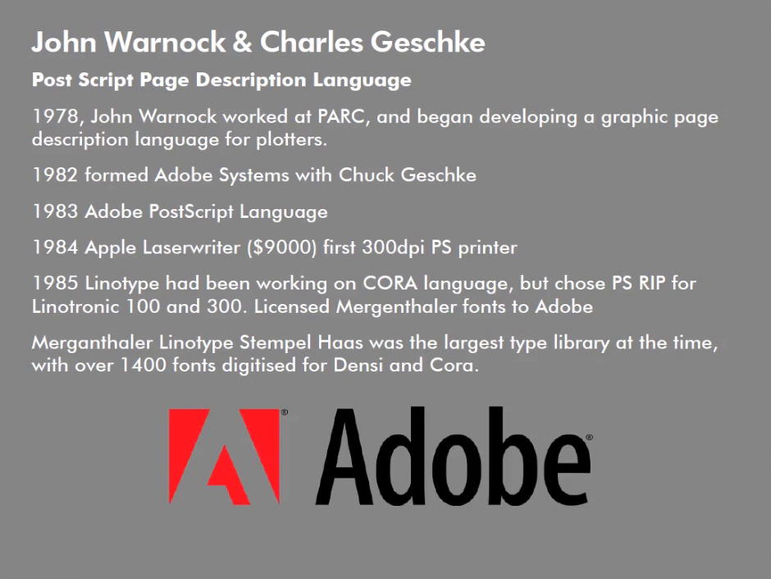1985, Linotype had been working on the Cora language, but chose a PostScript RIP for the Linotronic 100 and 300 and licensed Mergenthaler fonts to Adobe. Mergenthaler Linotype Stempel Haas was the largest type library at the time, with over 1,400 fonts digitized for Densi and Cora, which then had to be redigitized for the PostScript language. Today they have 20,000 to 30,000 fonts.